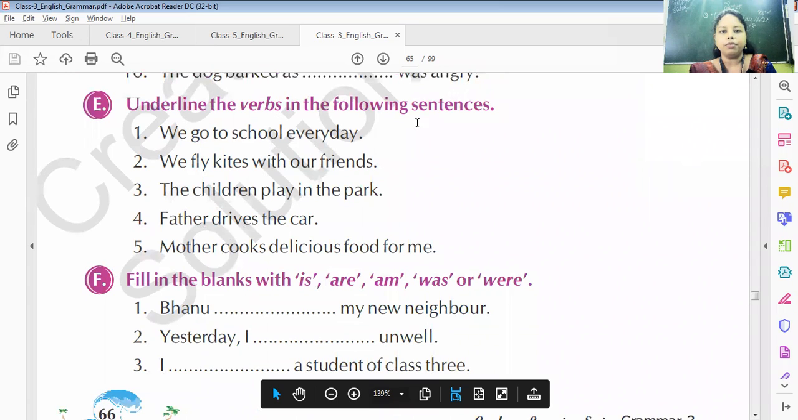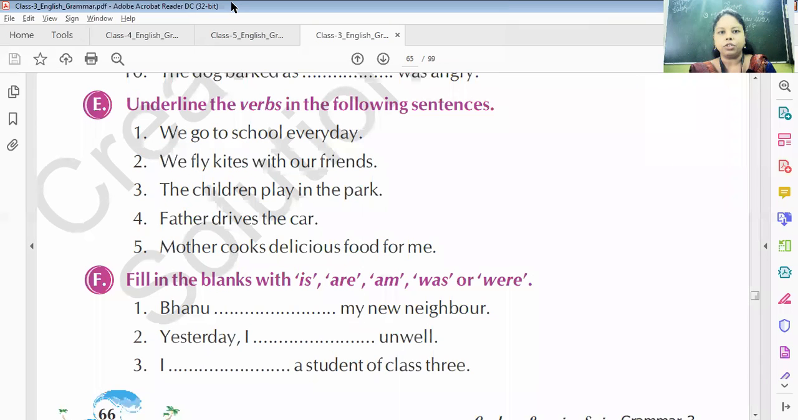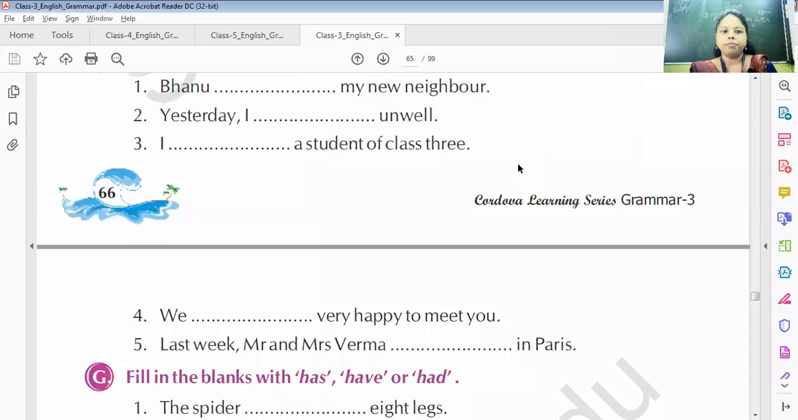Underline the verbs in the following sentence. Here you have to write underline the verbs. Verb means action words. We can say the word which say something or do something. Let's underline them. We go to school every day. Here verb is go. We fly kites with our friend. Fly. The children play in the park. Father drives the car. Mother cooks the delicious food. I hope you all have done this.